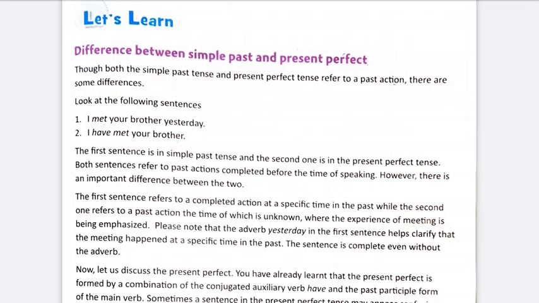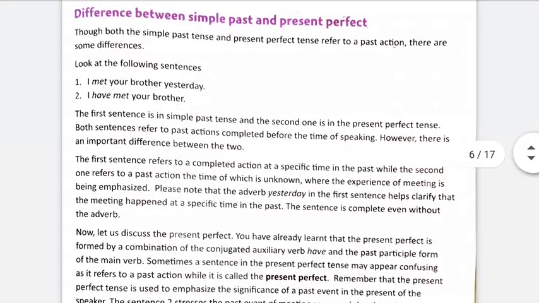Now, the most important thing I am coming to is the difference between simple past and present perfect. Both denote an action which is completed. Then where is the difference? The difference lies in timing. If a specific past timing is mentioned, then it will be in simple past tense, and if specific timing is not mentioned, then we can use present perfect tense.